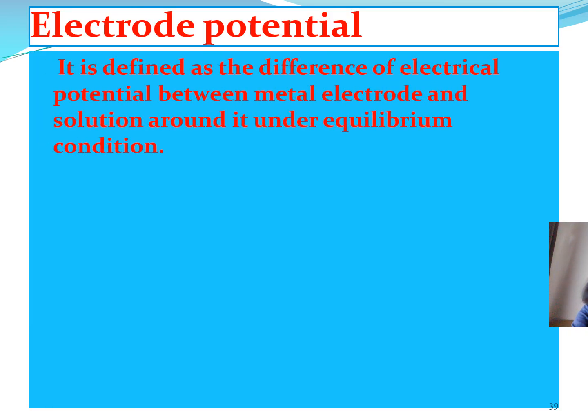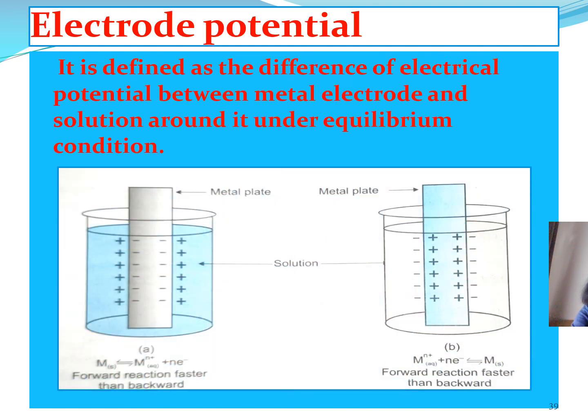So the electrode potential is the difference of potential between the metal electrode and its solution in equilibrium conditions. So when you dip a metal rod in a metal solution, either the electrons are removed or the electrons are gained. When the electrons are removed, what happens? Then there is a negative charge on the plate and a positive charge around, because the zinc has lost electrons to the plate. So electrons are there in the plate and outside there is a positive charge. So this is the oxidation half.